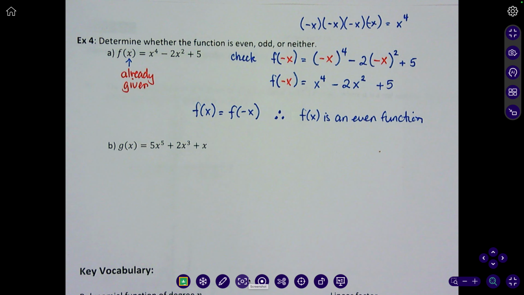This is one way to do it. Another way to do it, like I told you, this is the simplest one. You pick the number. Don't pick 0, because 0 is kind of a special number.